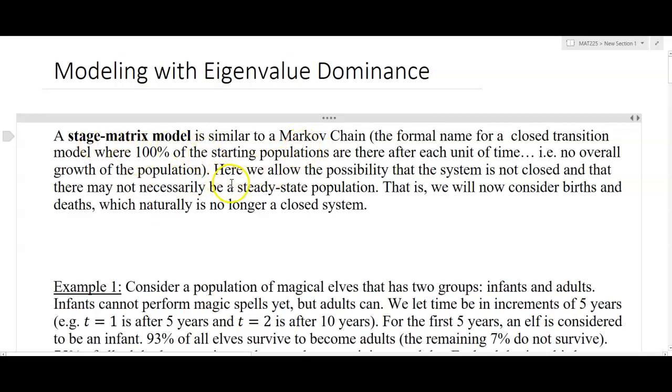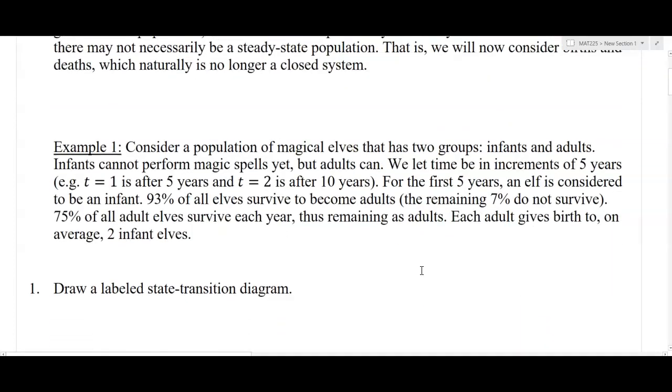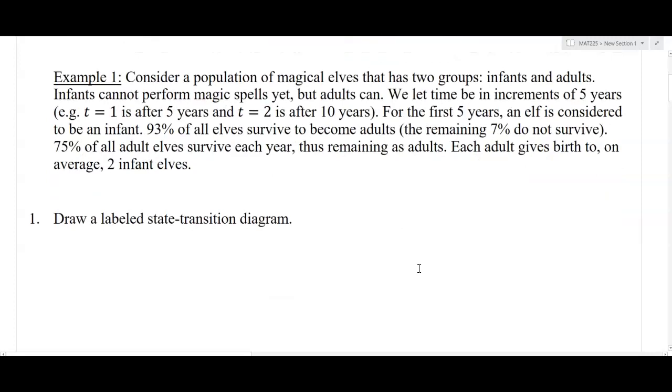But for a stage matrix model, we allow the possibility that the system is not closed and that there may not necessarily be a steady state population. So for example, consider birth-death processes. So populations either grow over a long period of time or die off after a long period of time, depending on the birth-death trade-off. So we'll take a look at a couple of examples. We'll build a model, we'll analyze the model, we'll produce eigenvalues and eigenvectors, and make arguments about long-run behavior.